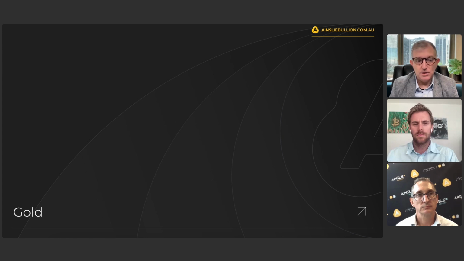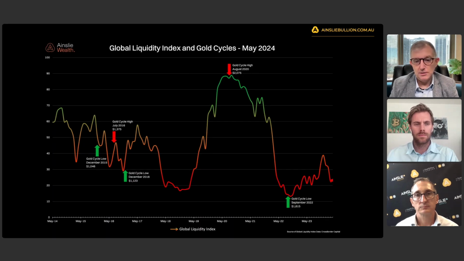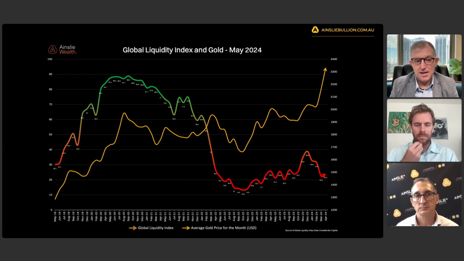But starting with gold, we've got the consistent proof. We've shown that the cycle highs and the cycle lows line up with the gold cycle. But recently, this chart's one of those that is really quite impressive. We've had the global liquidity air pocket, we can see quite clearly, it's ticking back up again, but gold's taken off. Paul, talk us through what's likely driving this big move higher in gold.